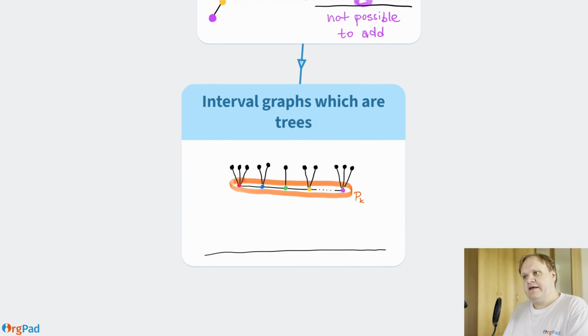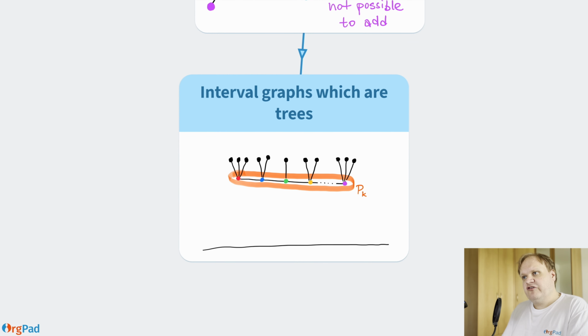It consists of a central path to which there are some leaves attached. And we can represent this by intervals. First we will represent the central path like this, and then we will add the leaves to each of the vertices. So the red one, blue one, green one, yellow one, and purple one.